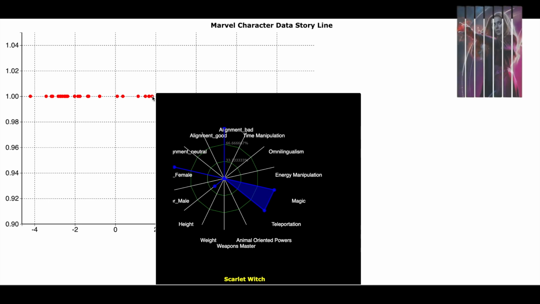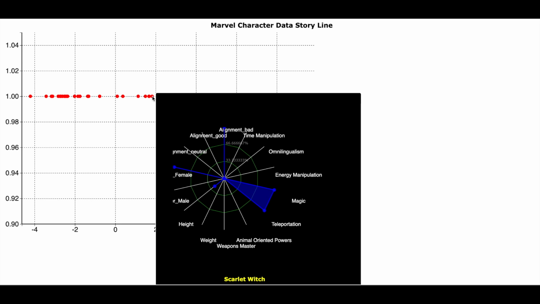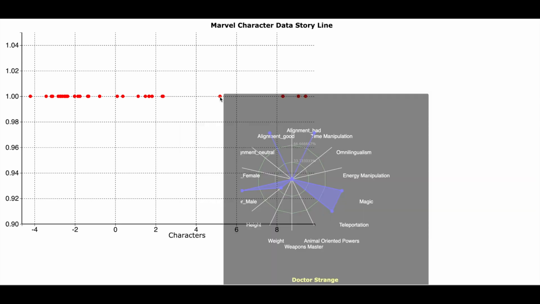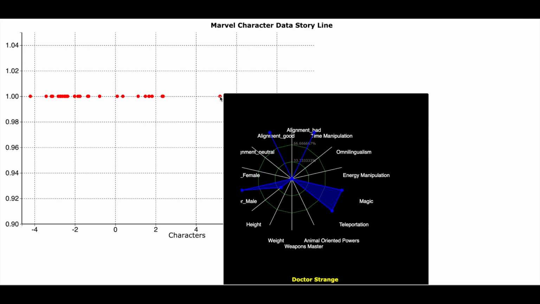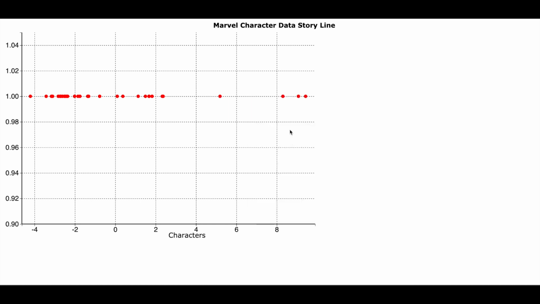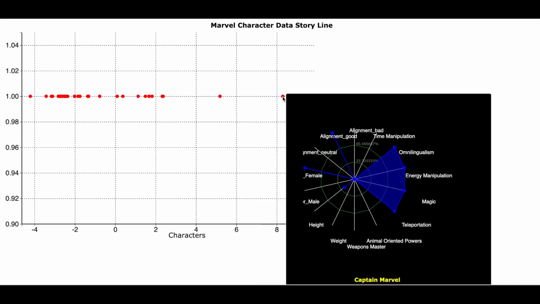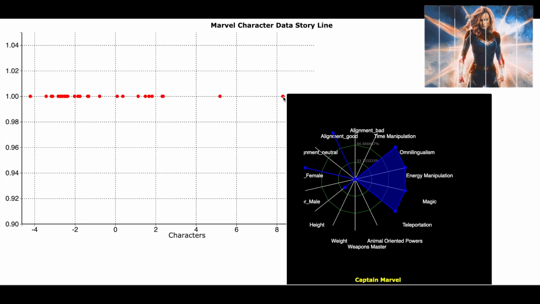Now let us move to the middle of the line and look into this dot, and this corresponds to Scarlet Witch. And we observe that she has superpowers which are based on teleportation and magic. Moving further, we see Doctor Strange, whose superpowers are also based on teleportation and magic. So we see that the middle part of our line corresponds to the characters whose superpowers are based on teleportation and magic.